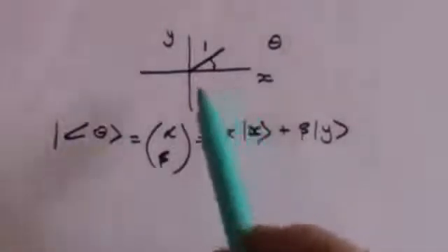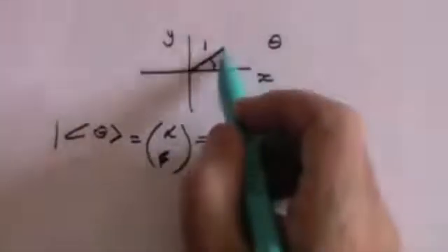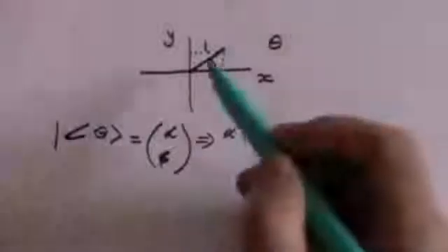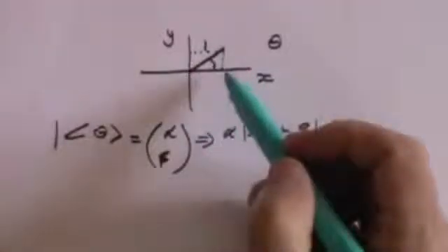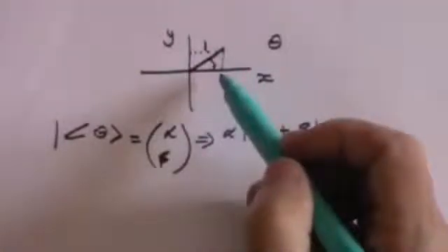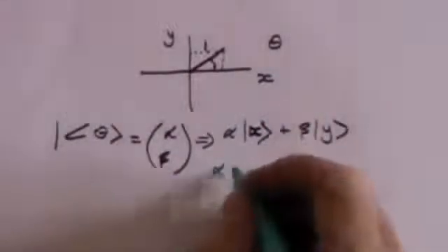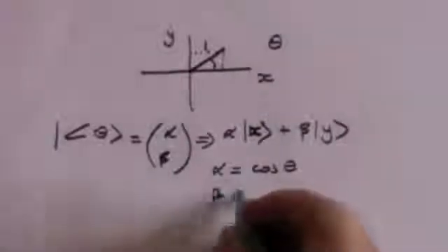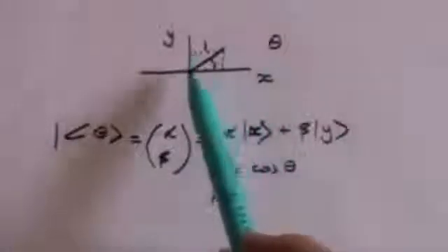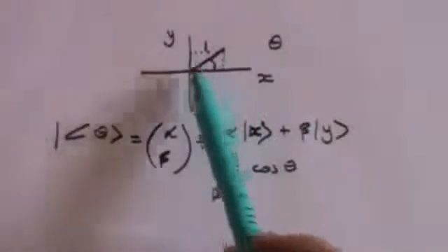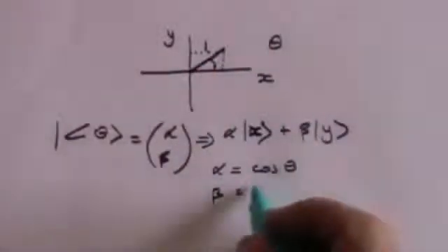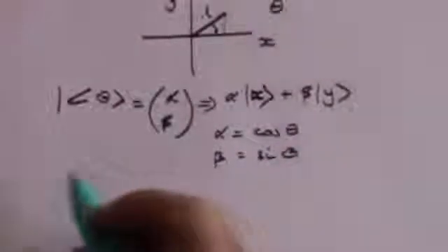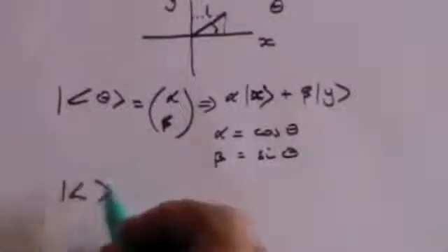Well, alpha will be the x coordinate and beta will be the y coordinate. If the length of the vector is 1, it's pretty easy to see that the x coordinate is just the cosine of theta. So alpha is the cosine of theta. And beta, which is essentially the y coordinate, is the sine of theta, because the length is 1, so it's just sine theta.